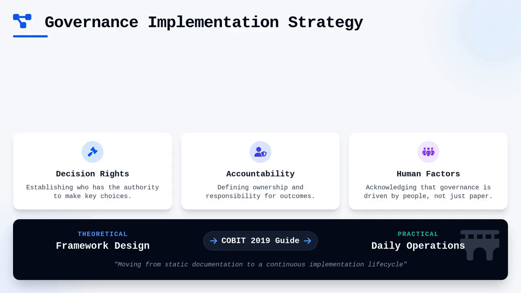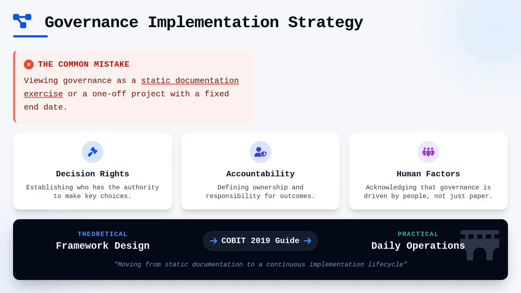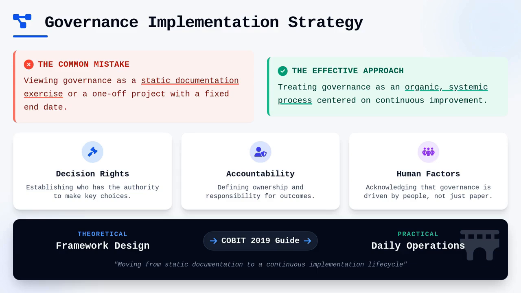Many organizations fail to see value in governance because they view adoption as a one-off project with a definite start and end date. This mindset misses the fundamental truth that governance must be an organic, systemic process that evolves alongside the enterprise. The guide addresses this by framing implementation as a life cycle, ensuring that the components we design are actually integrated into day-to-day operations.